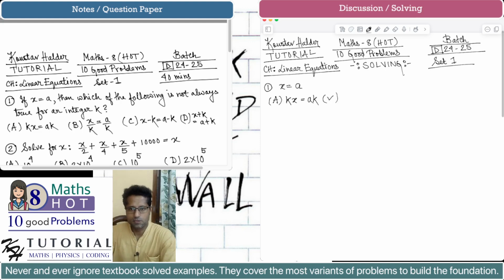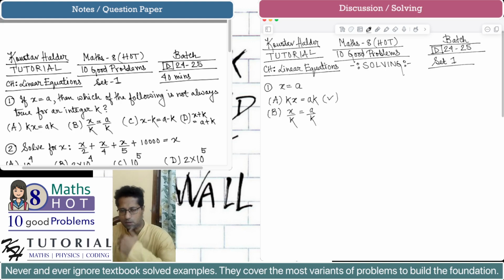This is true, not true in the sense that it is the right answer, but this statement is true, that is kx will be equal to ak where k is an integer. Let's see B. X divided by k is equal to a divided by k.